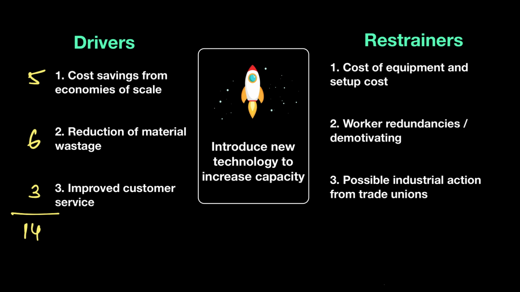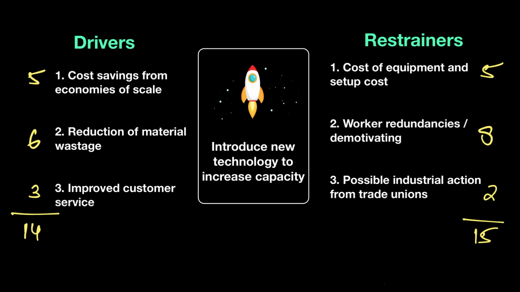On the restrainers, let's say cost of equipment, the company has some money, they will only have to take a little bit of a loan, so I'm going to give this a 5. Workers are a big part of my organization. If they get demotivated, that's troublesome, so I'm going to give this an 8. And let's say industrial action, I'm going to give this a 2. Maybe I've had a good relationship with the trade union in the past. So when I total these up, that's 8 and 5, 13 and 2, 15.